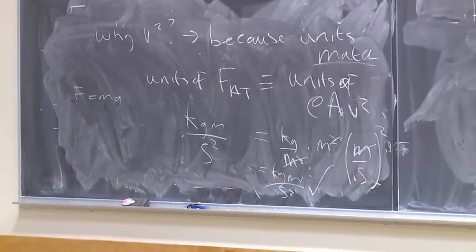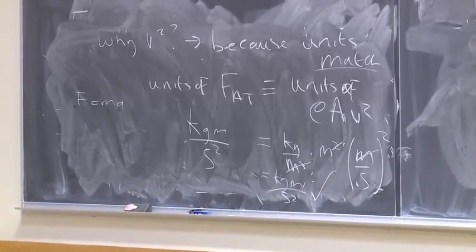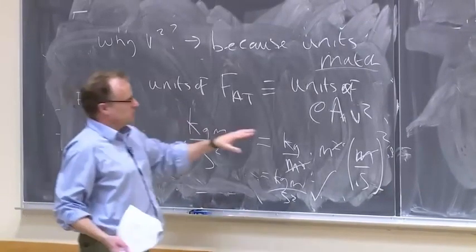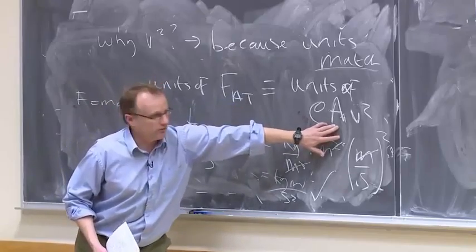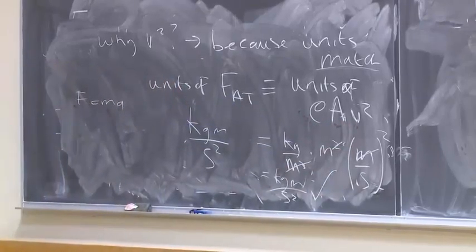If you just use V, that won't work. So all I've done here is just to show that this is the right equation, put in the units for rho, the units for A, and the units for V squared, and they match. Okay?